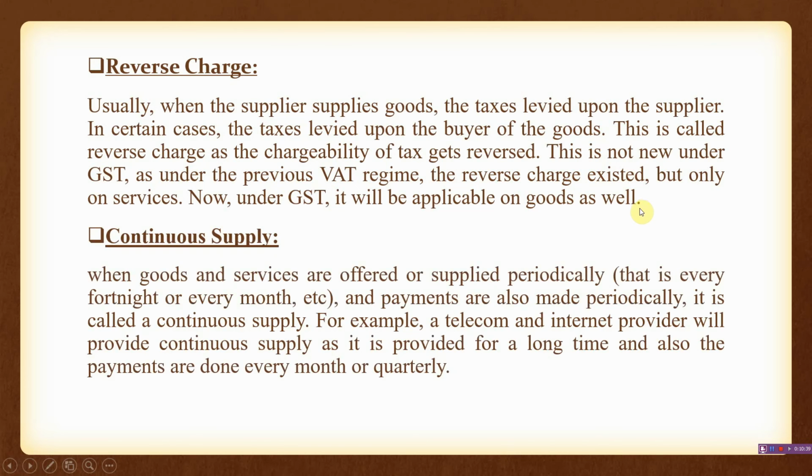Now next comes continuous supply. When goods and services are offered or supplied periodically, that is every fortnight or every month, etc., and payments are also made periodically, it is called a continuous supply. For example, a telecom and internet provider provides continuous supply as it is provided for a long time, and also the payments are done every month or quarterly. Is it right? Yes, a telecom and internet provider provides long-term services to us, and payments are made every month or quarterly for the services provided by them. So it is a continuous supply.